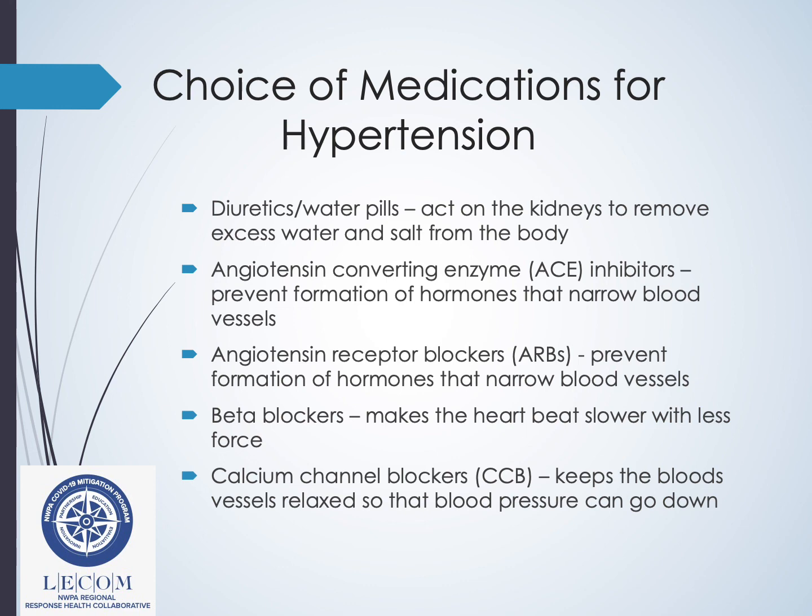Then another class of drugs are called beta blockers. These ones make the heart beat slower with less force, and this also reduces blood pressure. Then the last class that we're mentioning here are called calcium channel blockers. These ones keep blood vessels relaxed so that blood can flow easily and cause the pressure to go down.